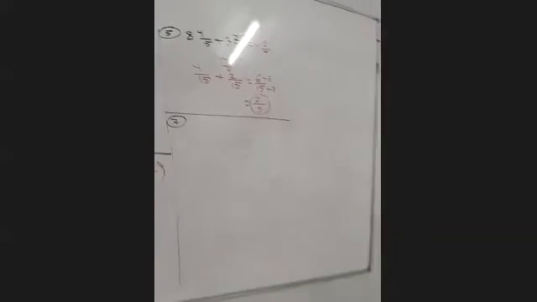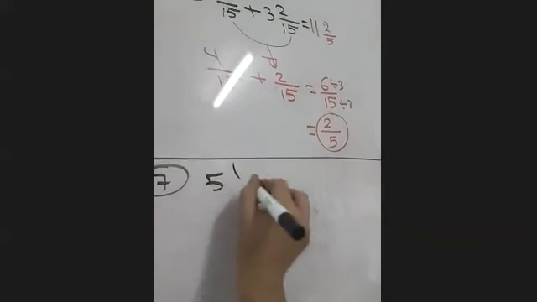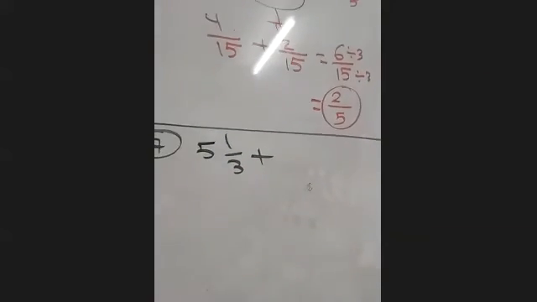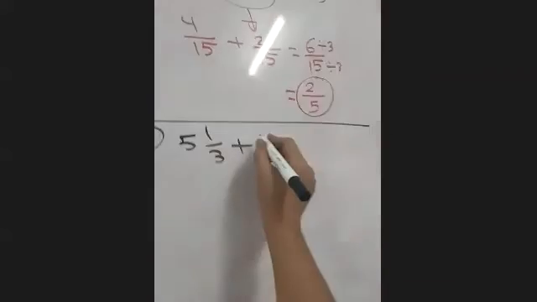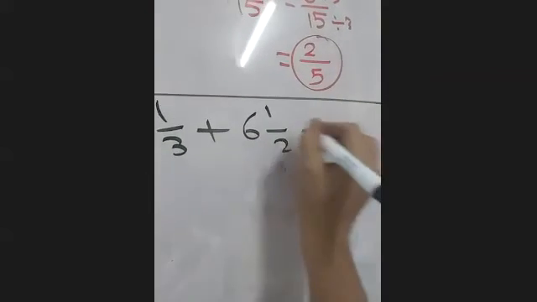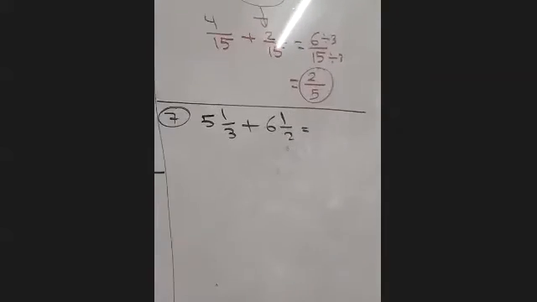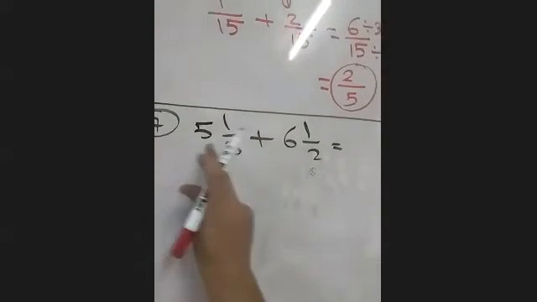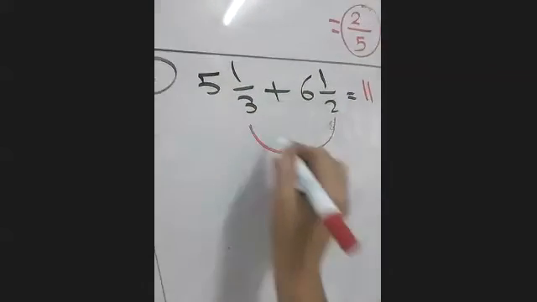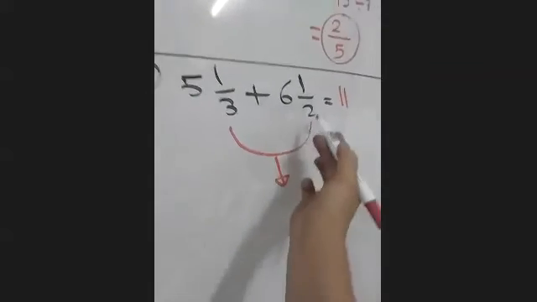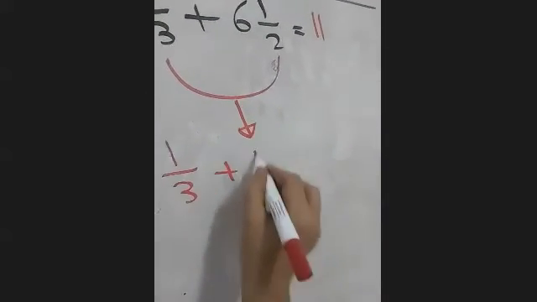Question 7. 5 and 1 over 3 plus 6 and a half. Excellent. What's the first step? We will add the whole numbers, 5 plus 6 equals 11. Excellent. Then we'll add the fractions. Look, guys, how we do it: 1 over 3 plus 1 over 2.